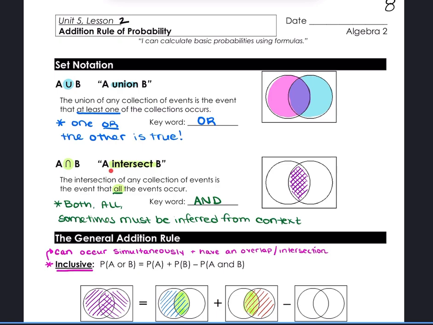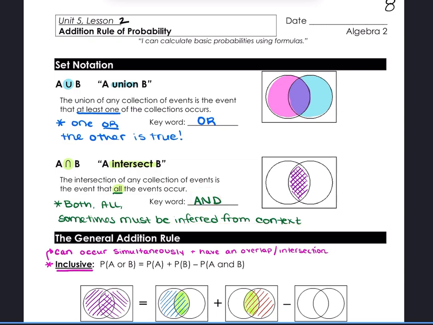The other thing that we have is the intersection, which is easier to visualize in a Venn diagram because it is literally the intersection of those two circles. The intersection is an "and" statement, and we use the upside down U symbol. The intersection of any collection of events is the event that all of the events occur. So "and," "all," or "both," those are all keywords. It needs to satisfy not just one, not just the other, but both of whatever these two events are on either side.